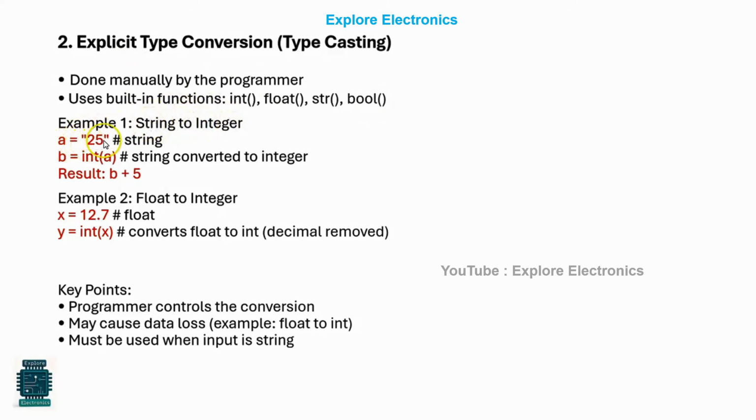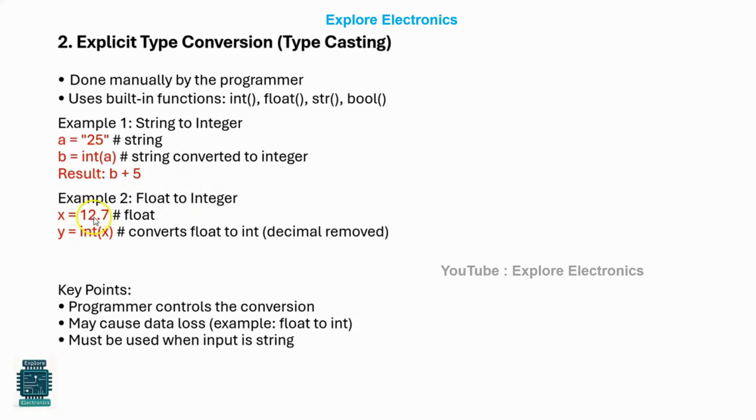A is equal to "25". Here it is a string because I have used double quotation marks. B is equal to int of A. A is a string, I am taking the int function, that's why it will convert to integer. String converted to integer. The result is B plus 5. B is 25, 25 plus 5, it will be 30. Clear with it? Let us take one more example, that is float to integer.